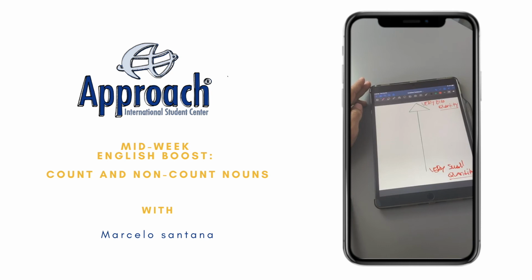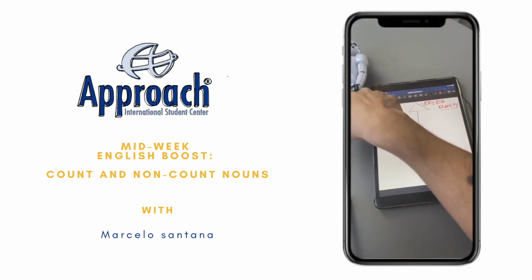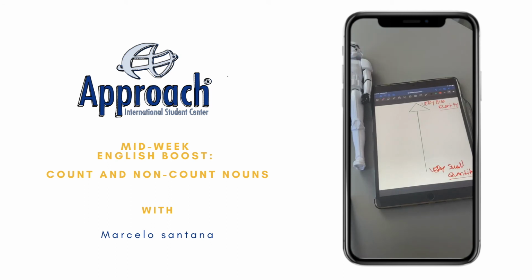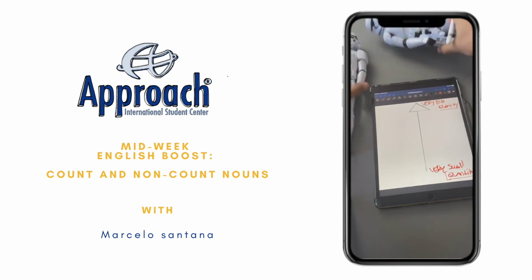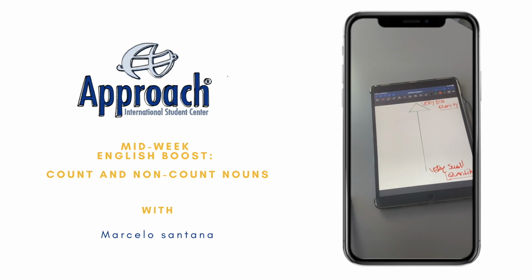So if I ask you, how many toys do you have? How many toys does Marcelo have? What's the quantity? What's the quantity of toys? I have 2, right? 2 toys here. Okay, awesome. So this is the word of quantity, okay?